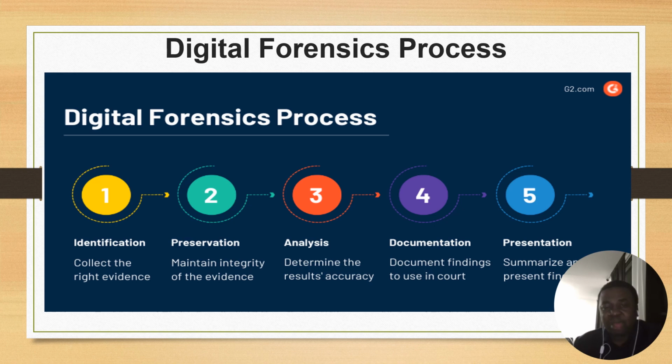Now I'm going to talk about the digital forensics process. There are actually 5 stages involved in the digital forensics process. One is the identification stage. This simply implies collecting the right evidence. Two is the preservation stage, which simply talks about maintaining the integrity of the evidence. It must not be tampered with. Three is analysis. This determines the results' accuracy. Four, documentation.